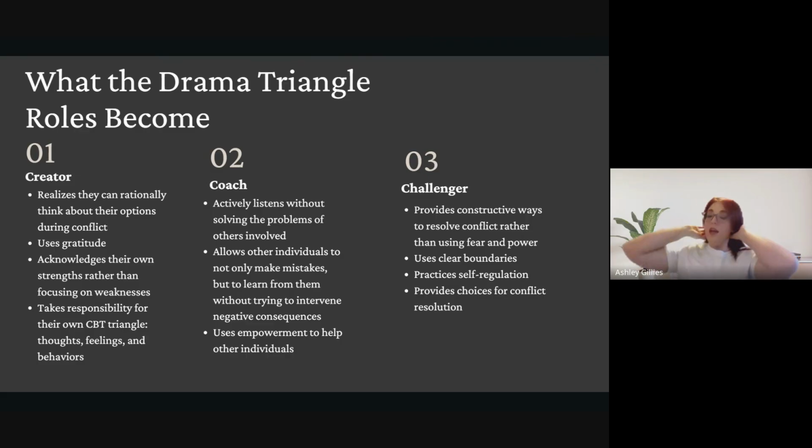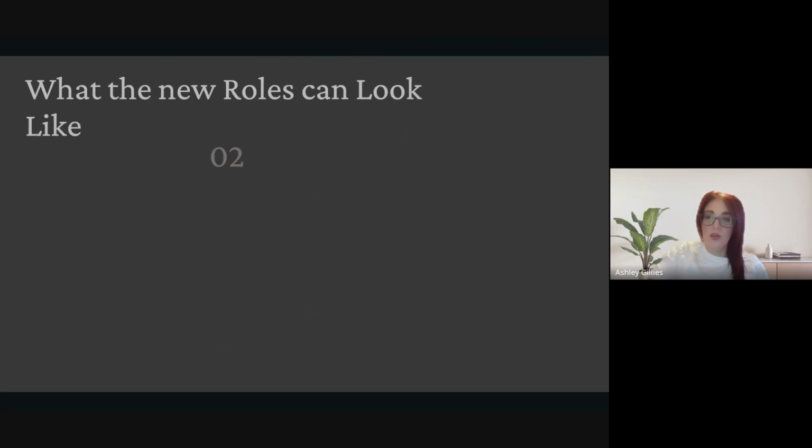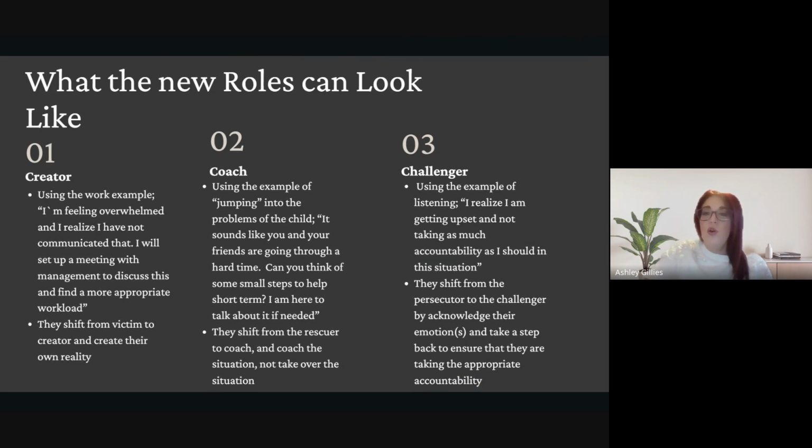Okay. So when, instead of being the persecutor, you become the challenger. So you can see how all of these kind of interweave together, but this is what the triangle becomes when you get out of it. Okay. This is what you want. You want to get out of these roles. Okay. What the new roles can look like before we do, I think I actually maybe did put the real life examples in this slide.